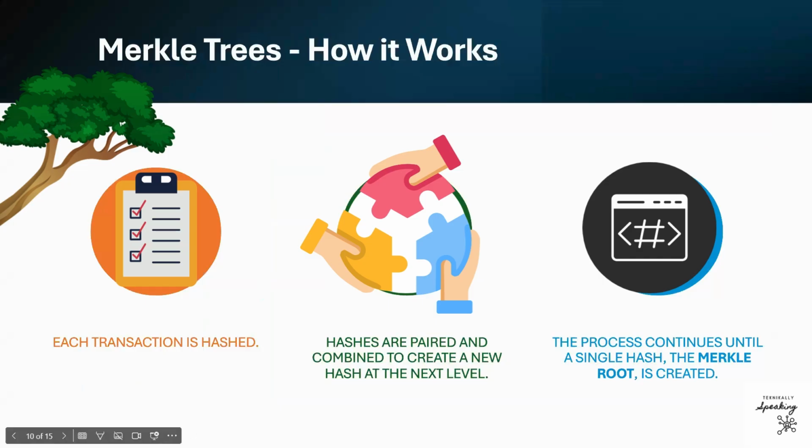How it works is each transaction is hashed. Hashes are paired and combined to create a new hash at the next level. And then the process continues until a single hash, the Merkle root, is created.